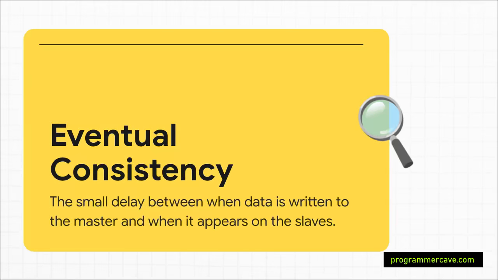But, and this is a really big one that every senior engineer needs to understand, there is a trade-off. It's called eventual consistency. There's a tiny, tiny delay, we're talking milliseconds, between when data gets written to the master and when it shows up on all the replicas. We call this replication lag. Now for a blog, who cares? But if you're building a stock trading app, those milliseconds can mean everything.